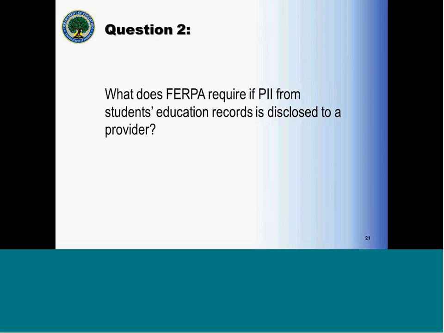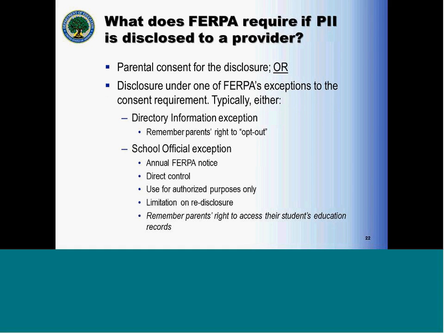What does FERPA require when PII from students' education records is disclosed to a provider? The most straightforward approach would be to have the parents provide written consent for their children's information to be disclosed to the service provider. But anyone who has ever tried to collect field trip permission slips can attest this is often not an efficient process and may be unworkable for essential services that are central to the education process. Without parental consent, disclosure of PII from education records can only occur under one of FERPA's exceptions to the consent requirement. For online educational services, this will likely be done under one of the two exceptions we discussed earlier.